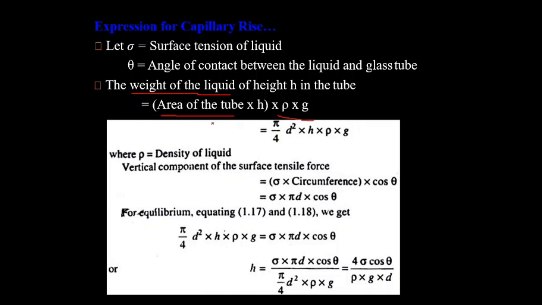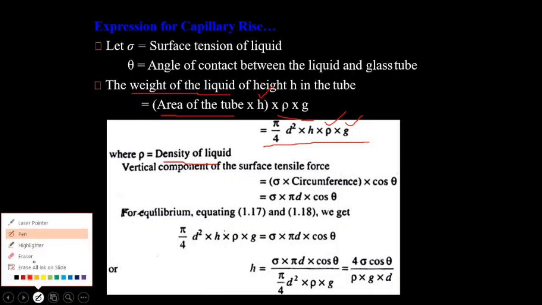So what is the area of the tube? The tube is a circular tube, right? So pi by 4 d square into h into rho into g is the weight of the liquid of height h in the tube, where rho is the density of the liquid.